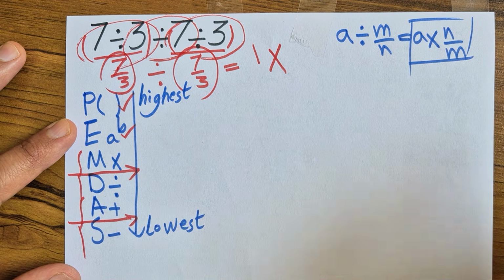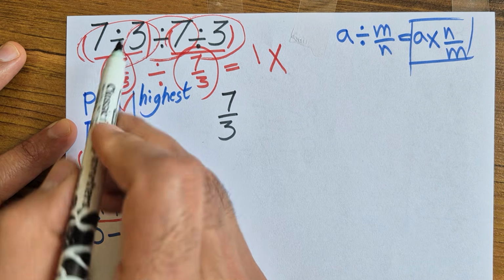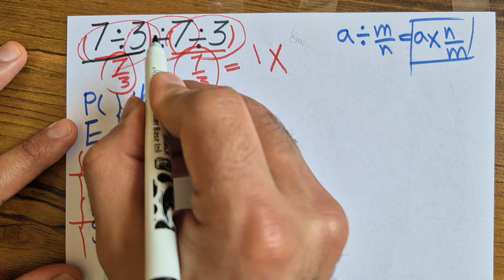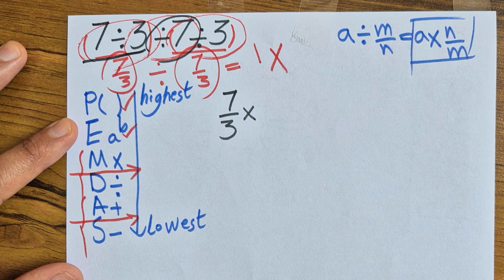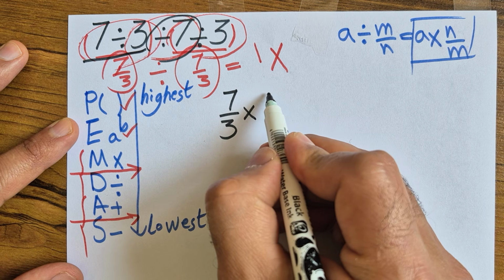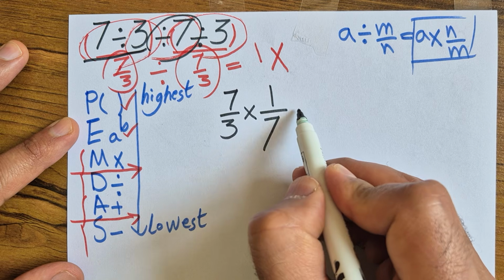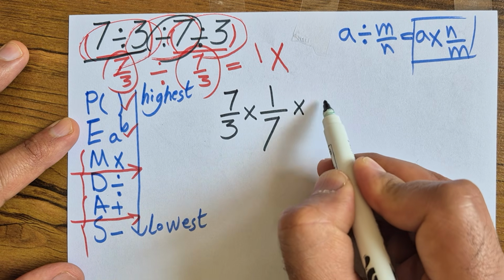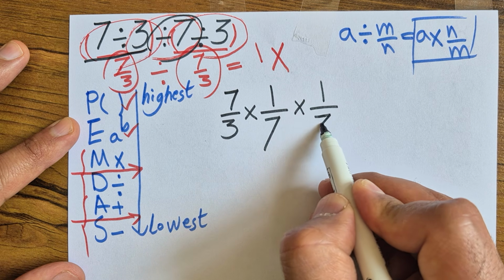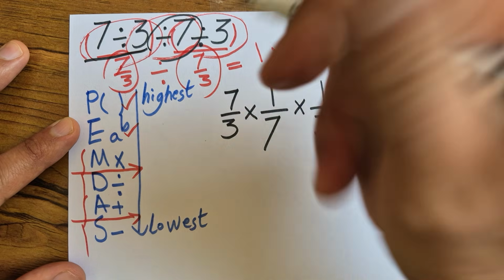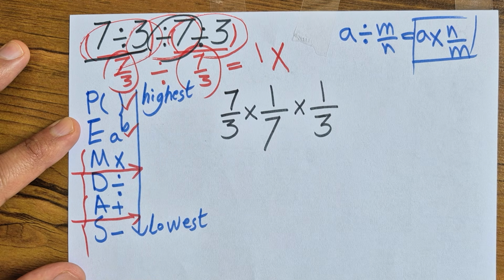So 7 divided by 3 gives us 7 over 3, right? The first part is gone. Then divided by 7. We can turn this operation, the sign, into a multiplication and reciprocate the fraction. Or instead of 7, we can write it as 1 over 7. Again, divided by 3, we can write it as multiplied by the reciprocal of this fraction, which is 1 over 3. So in other words, swap or flip, like this, the upper part and the lower part.